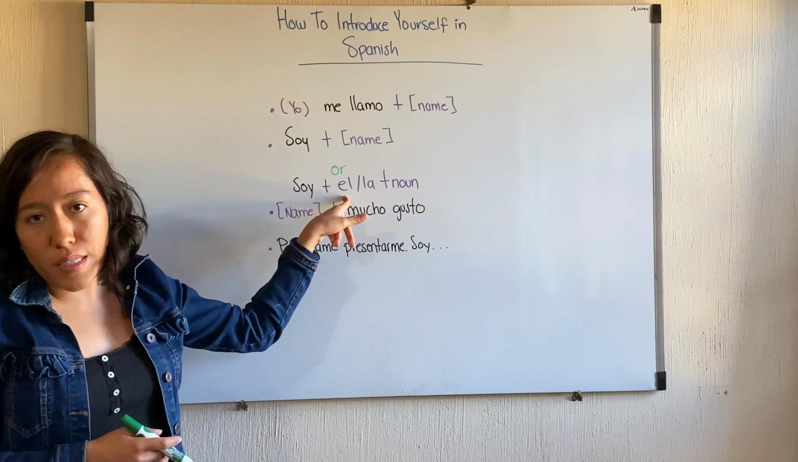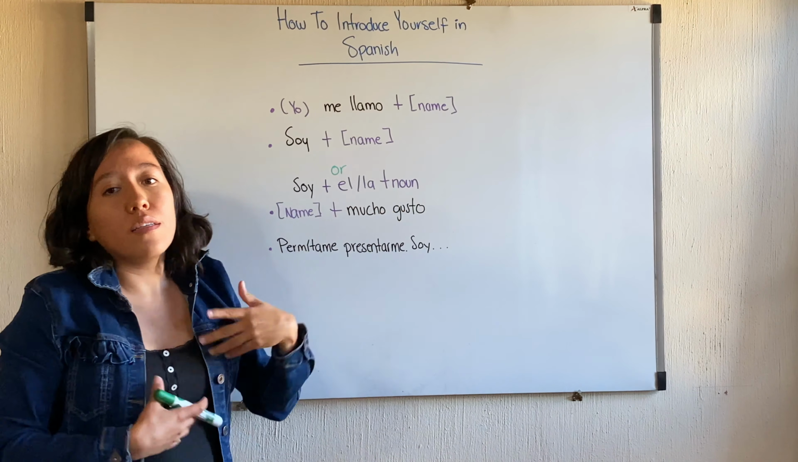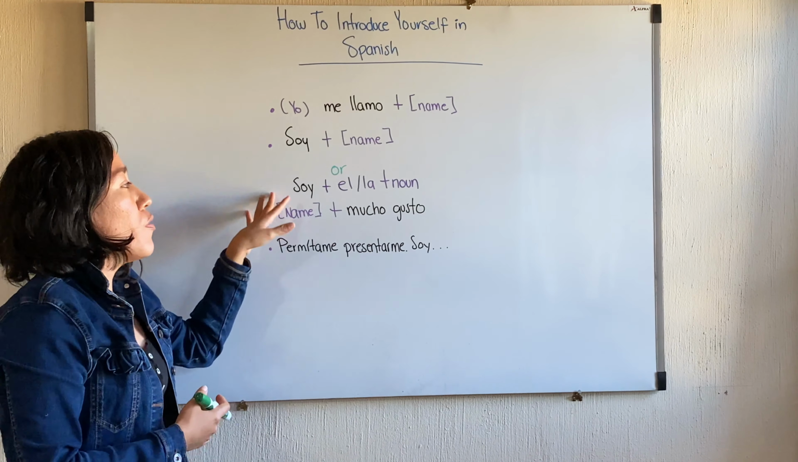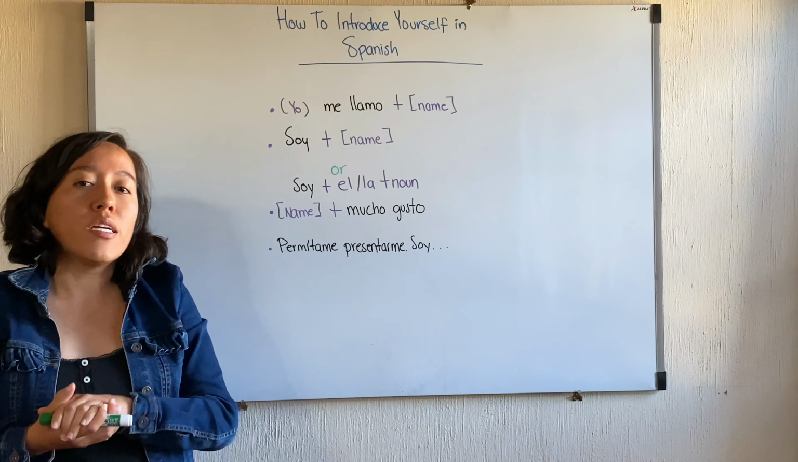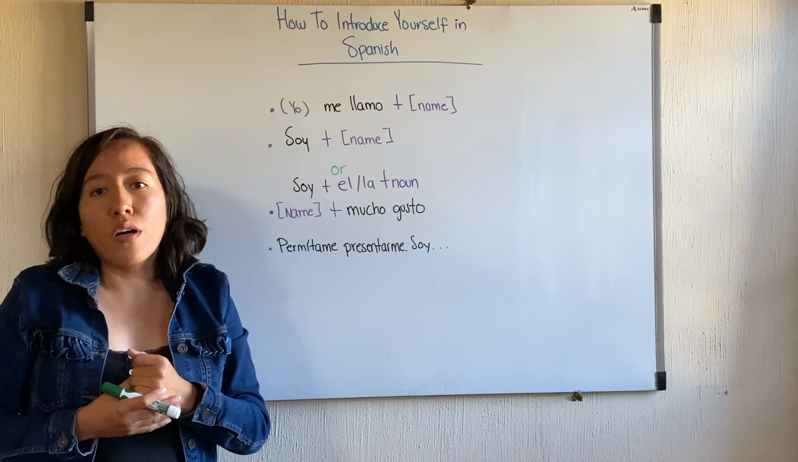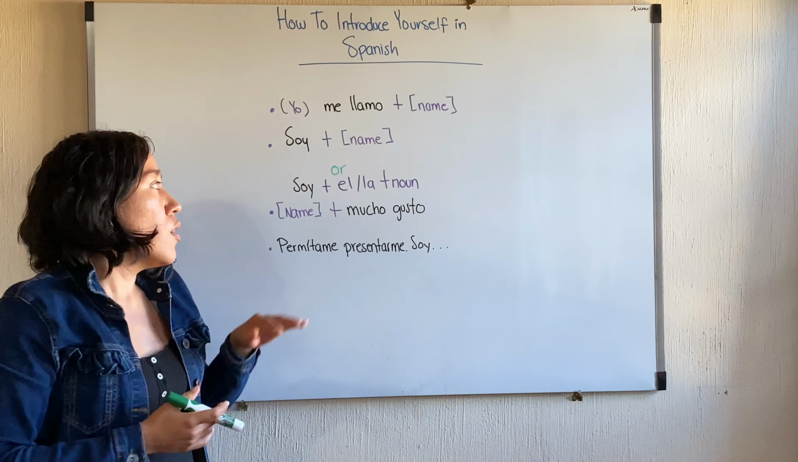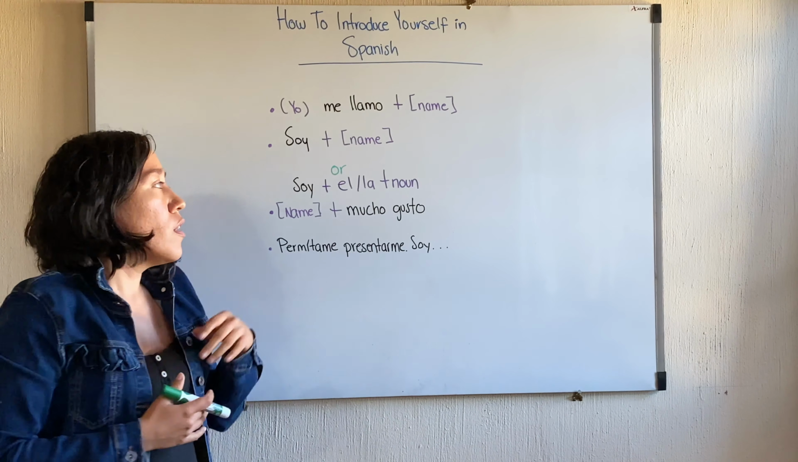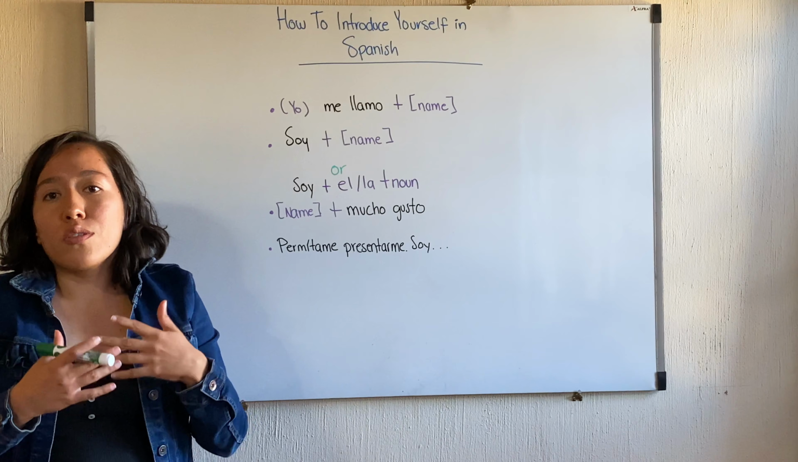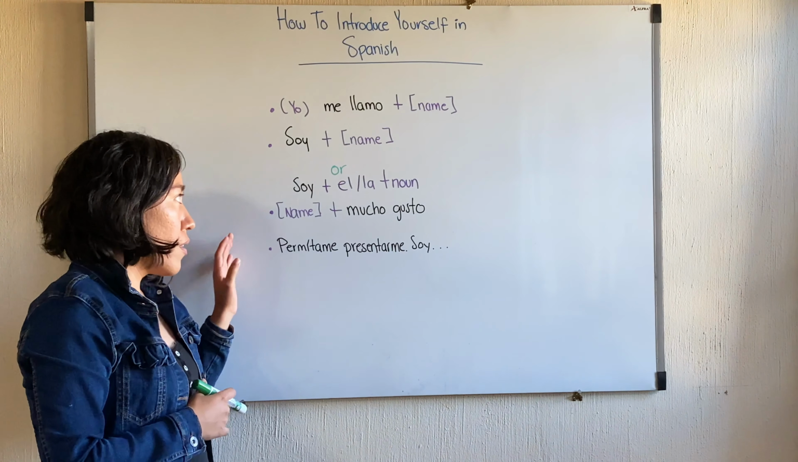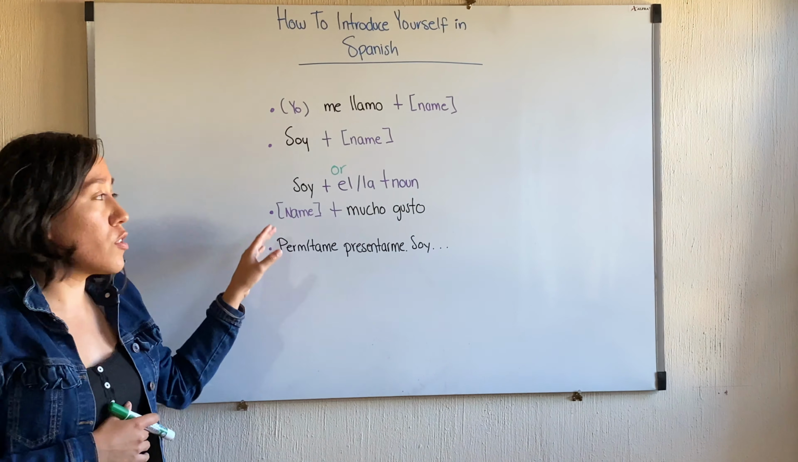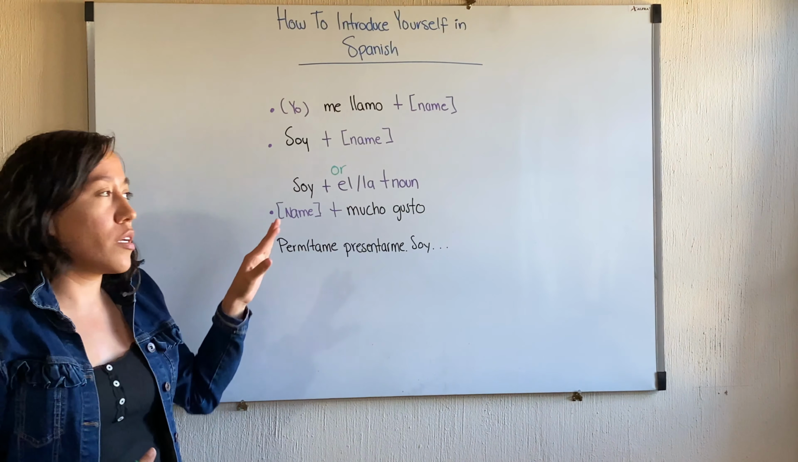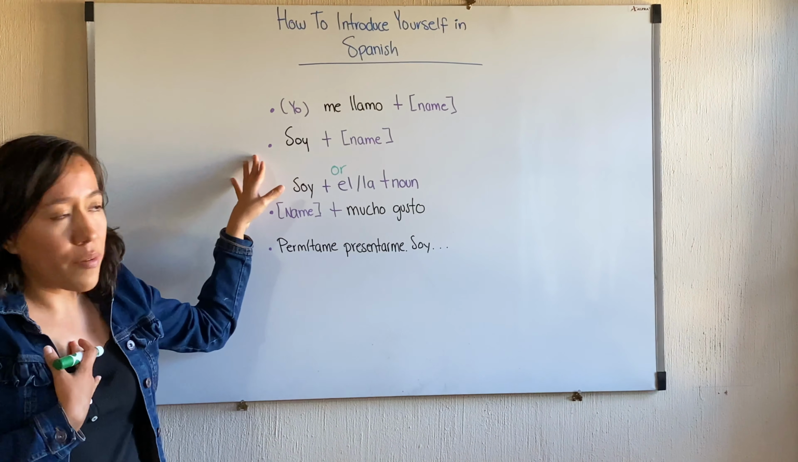Soy plus el or la and the noun or the title you have. For example, soy la novia de su hijo. I'm your son's girlfriend. O soy el maestro de su hijo. I'm your son's teacher. I'll leave that up to you. If you need it, you can use it. If you're just saying your name, you can use soy Daniela.